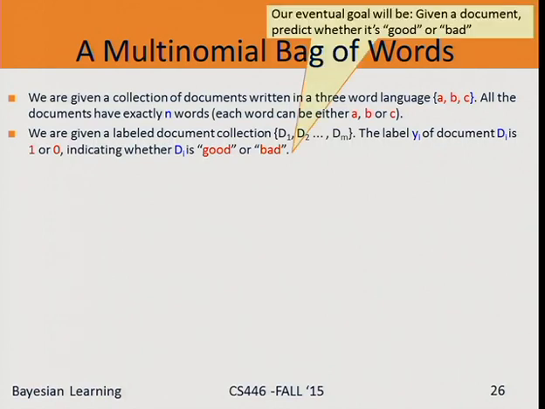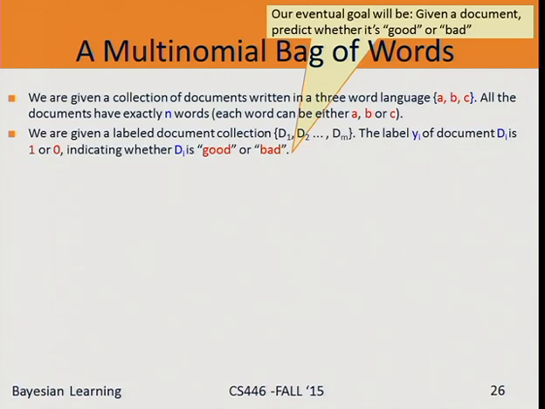Eventually, my learning problem is going to be, given a document, predict whether it's good or bad. Okay? And my assumption here is that somehow the words chosen in the document are an indication of whether it's good or bad, right? I want just now to place it in a probabilistic setting. So how can I think about it through my Bayesian learning approach? Okay? So how do I think about it?